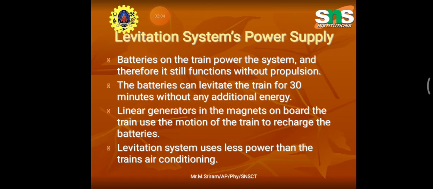Levitation system power supply: the batteries on the train power the system, and therefore it still functions without propulsion. The battery can levitate the train for 30 minutes without any additional energy. A linear generator in the magnets on board the train uses the motion of the train to recharge the batteries. The levitation system uses less power than the train's air conditioning.